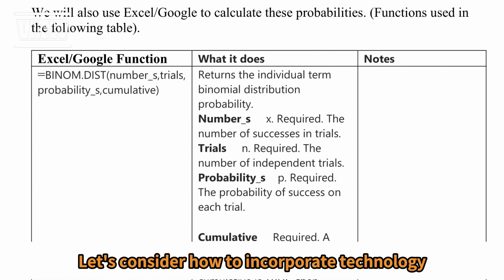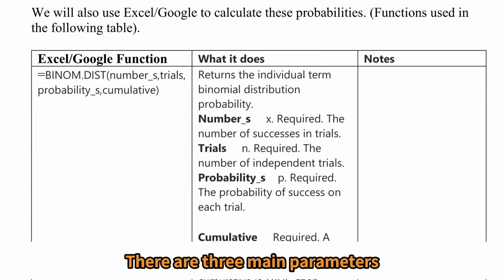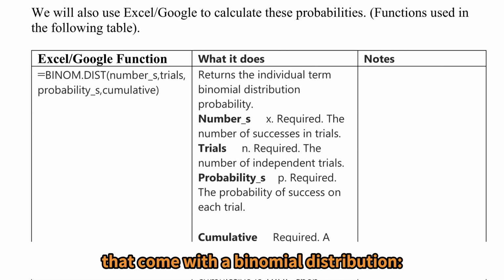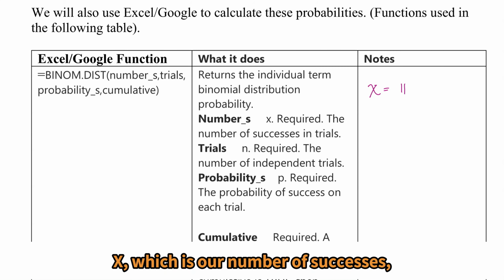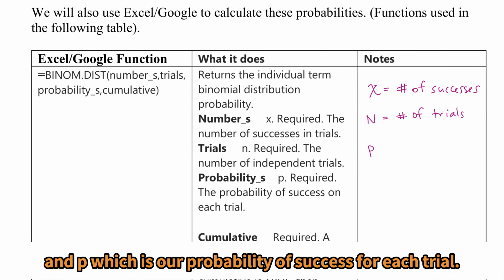Let's consider how to incorporate technology in our calculation of binomial distribution probabilities. There are three main parameters that come with a binomial distribution: X, which is our number of successes, N, which is our number of trials, and P, which is our probability of success for each trial.